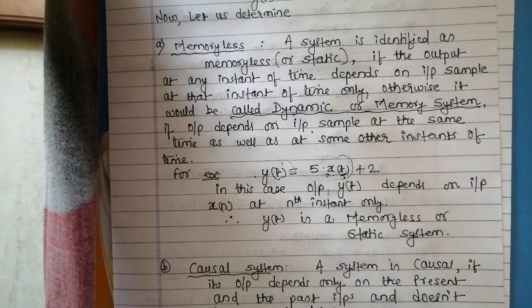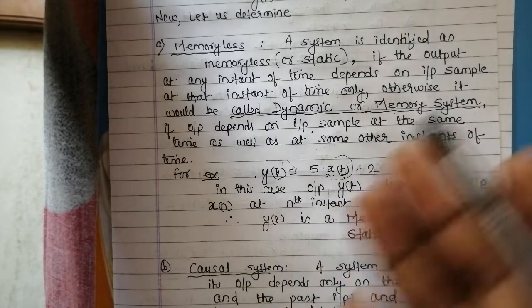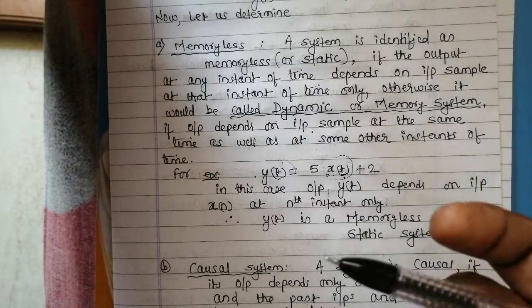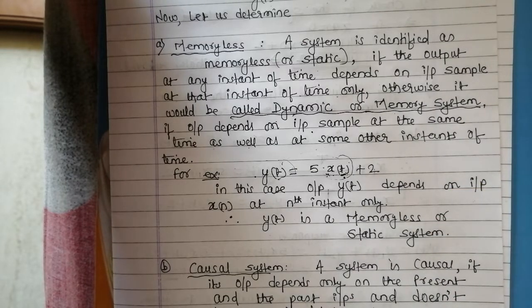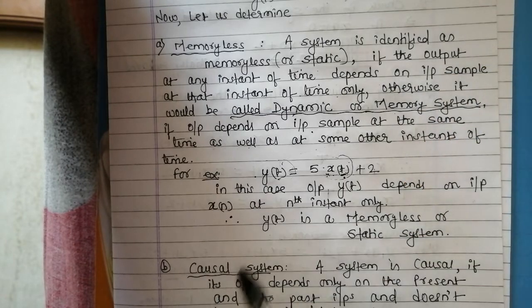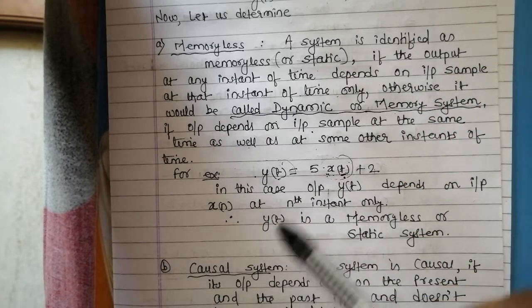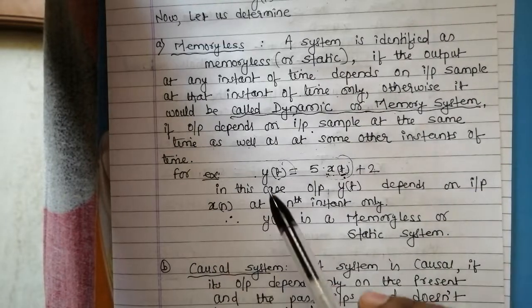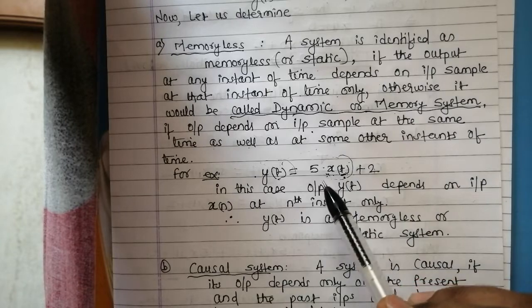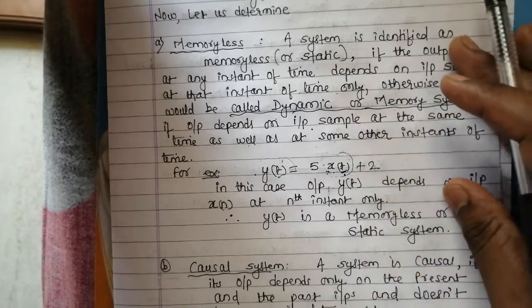So other than the present input, other instant of times dependent inputs are also available. So that becomes your dynamic system or a memory system. I hope this is clear now, how to identify whether the given system is a memoryless or memory system. To be memoryless, it has to be dependent only on that instant of time input. Okay, that is your memoryless.